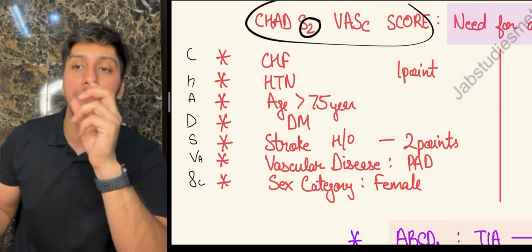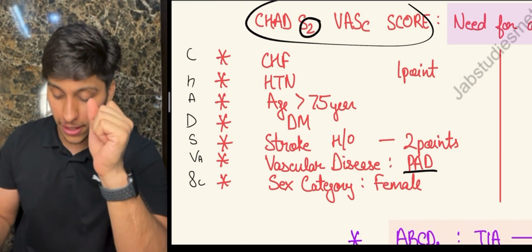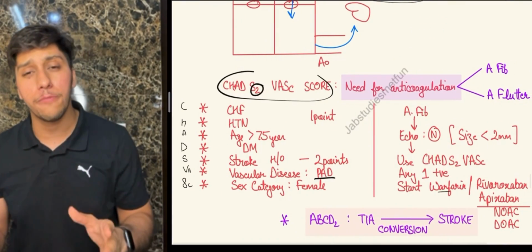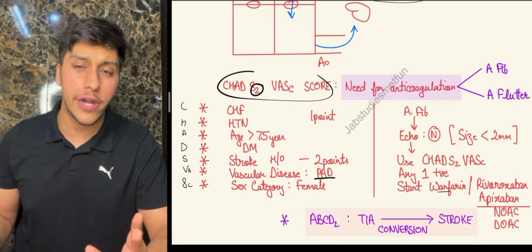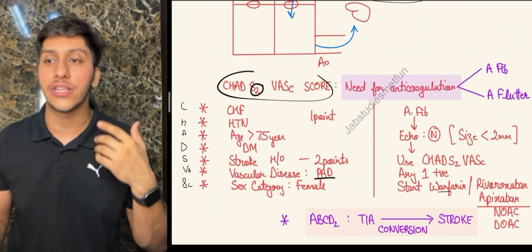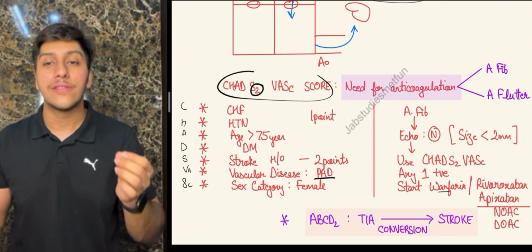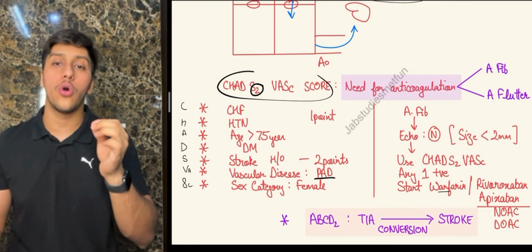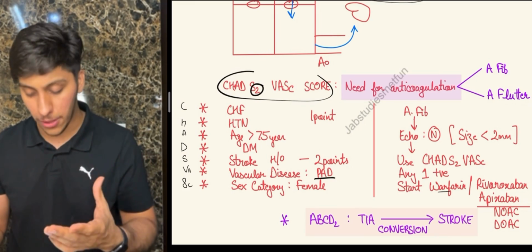Okay, VAC will be vascular diseases like peripheral arterial disease, and sex category female. If any of this in your patient is positive, you have to give anticoagulants. The anticoagulant of choice is going to be warfarin or the factor 10 inhibitors, which are the xabans, rivaroxaban or apixaban. What are these? These are NOAC, novel oral anticoagulants. They can be called direct oral anticoagulants as well.